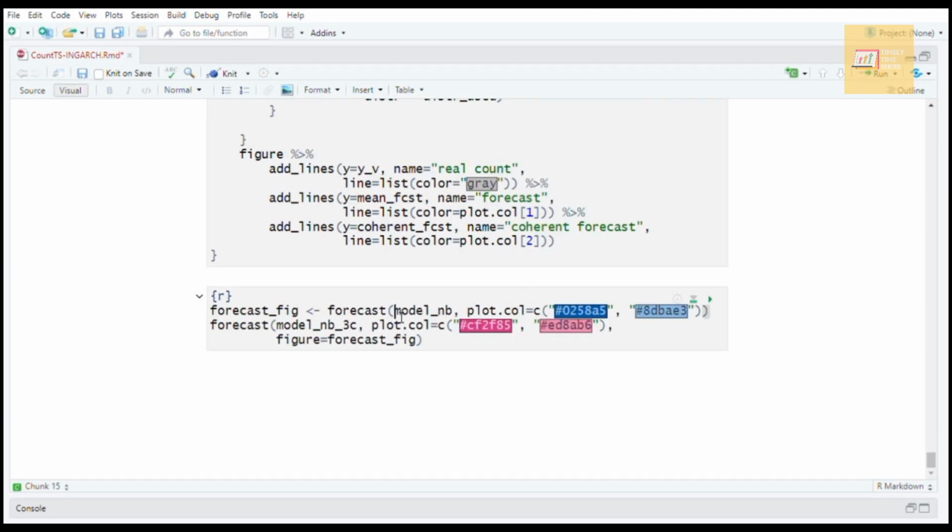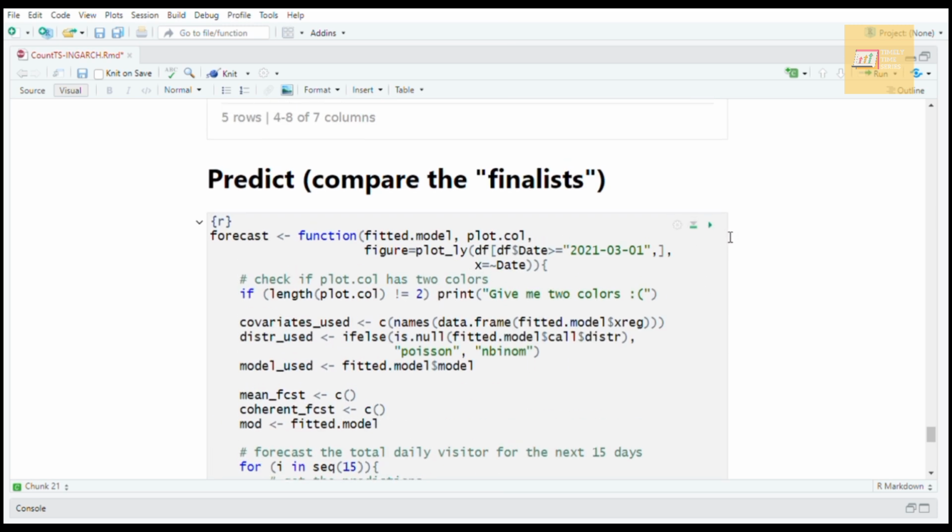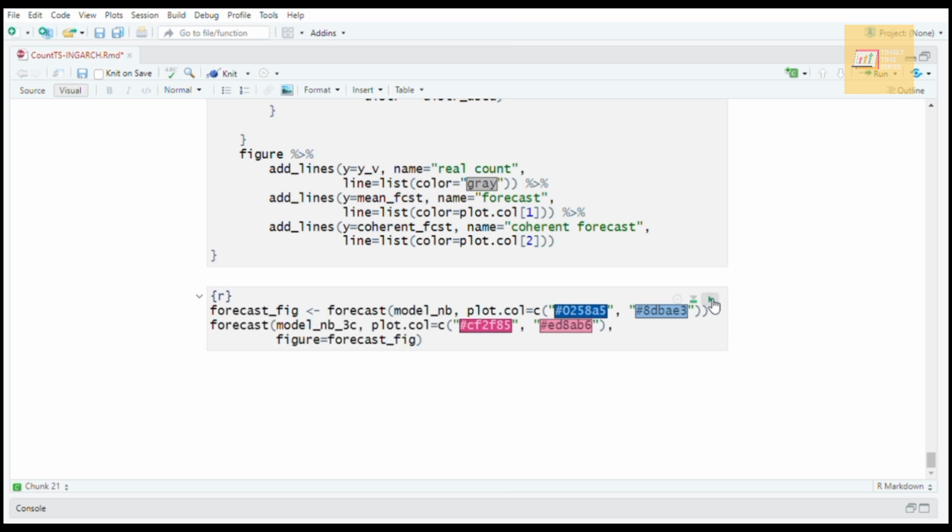I'm going to first forecast using model NB. And we will see that the predictions using model NB are going to be denoted by blue colors. I'm going to show you in a moment what they are. And for the model NB3C, I'm going to use the pink colors. Okay, wait, did I run this? Let's run this. Okay, and then let's run this.